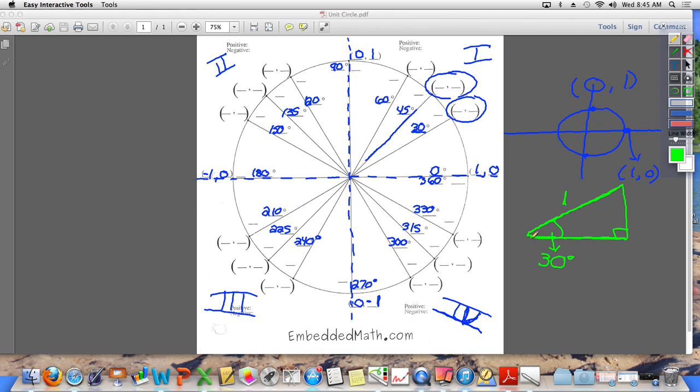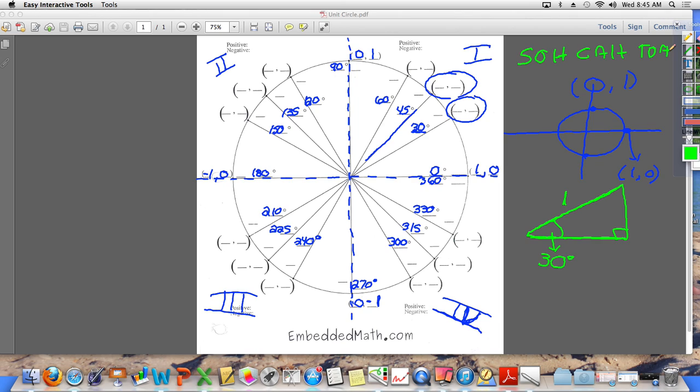SOHCAHTOA, yes. You had to use SOHCAHTOA. I will write that acronym down here. And we are going to spend more time working with SOHCAHTOA, but for right now, I'm just going to write the acronym up here.